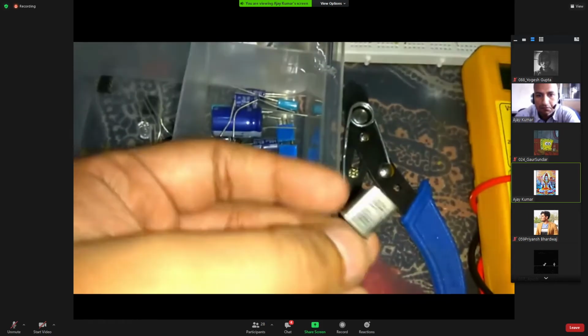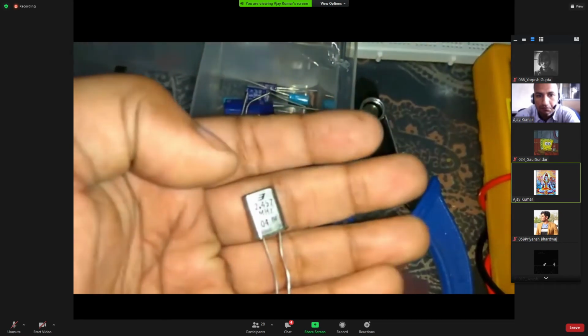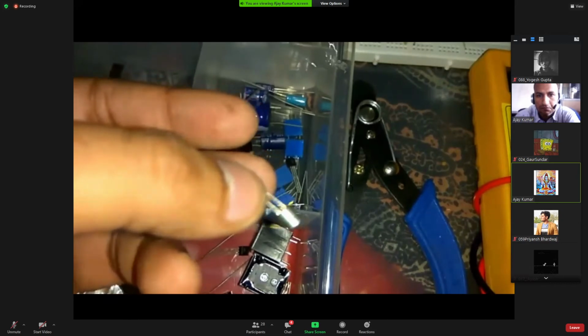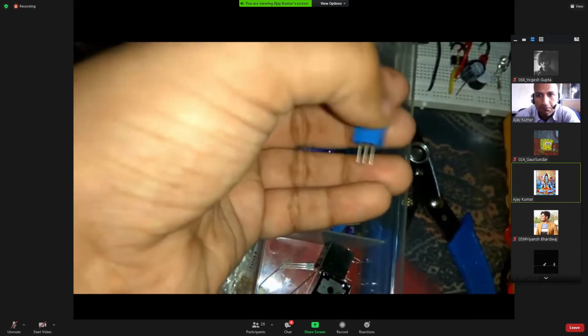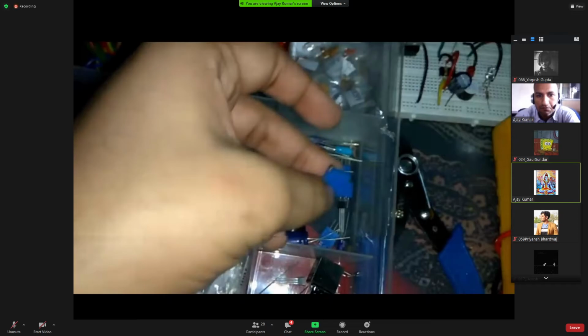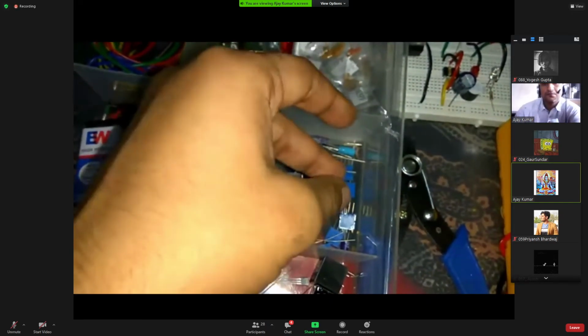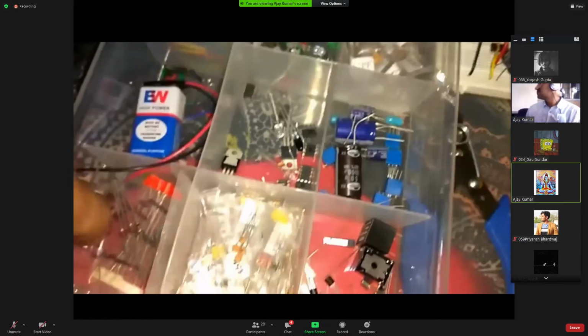It is also very famous. This one is nothing but a crystal oscillator. Yeah, this is an oscillator. This is also a type of transistor. This one is a trimpot, a variable resistance. And let's move toward the next component.